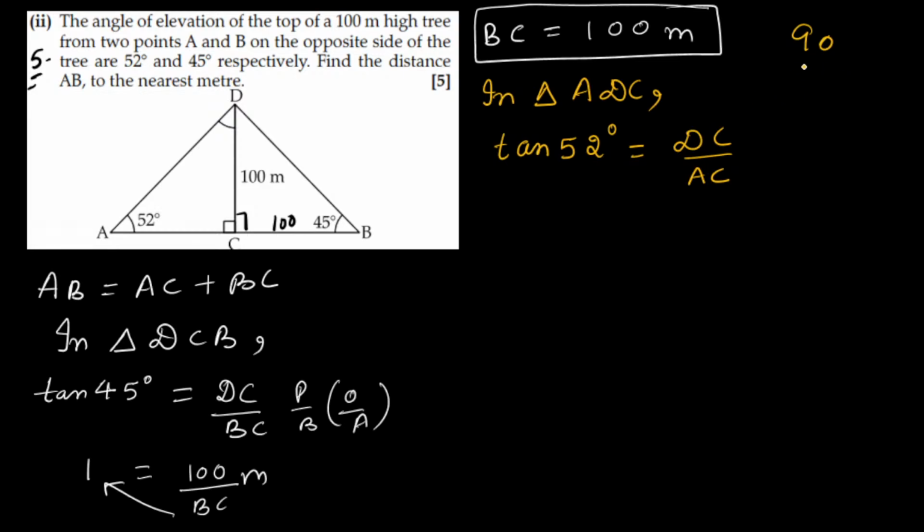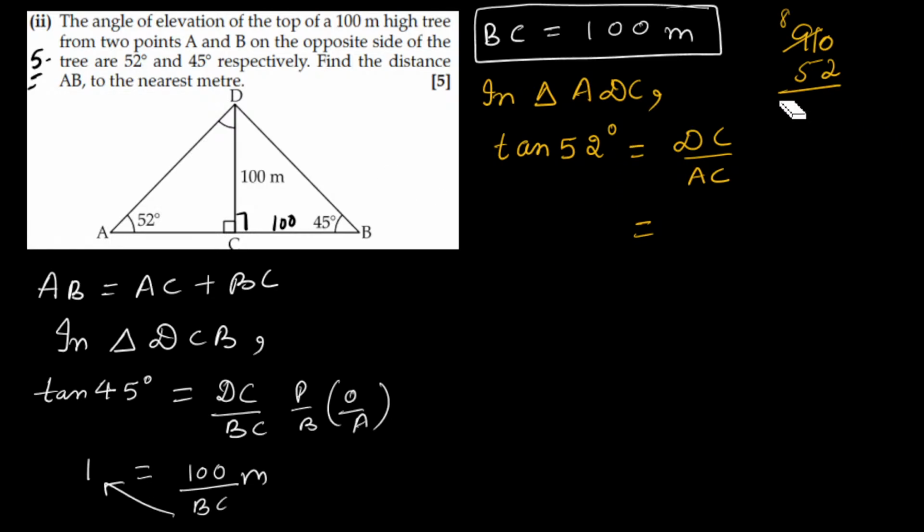So how to find the complementary angle? Just do 90 minus 52. So you'll get 10 minus 2 is 8, 8 minus 5 is 3. So 38 degrees you will get. So if you are using complementary angles, tan 52 you can also write as cot 38 degrees.